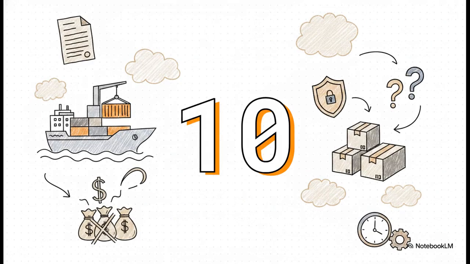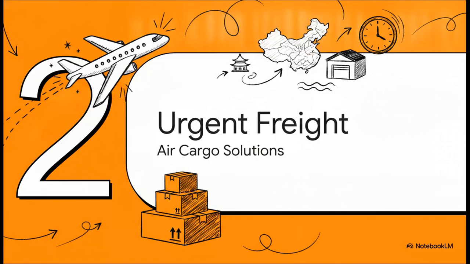But we have to issue a massive warning from our sources here. You've got to beware of the CIF trap. CIF, which stands for cost, insurance, and freight, might look like an absolute steal on your supplier's quote, but it's actually a Trojan horse. It hides at least 10 major destination fees, handling charges, and document costs. So whether you end up going with FCL or LCL, you absolutely must negotiate around these terms to protect those precious margins. Moving right along to section 2, urgent freight and air cargo solutions.